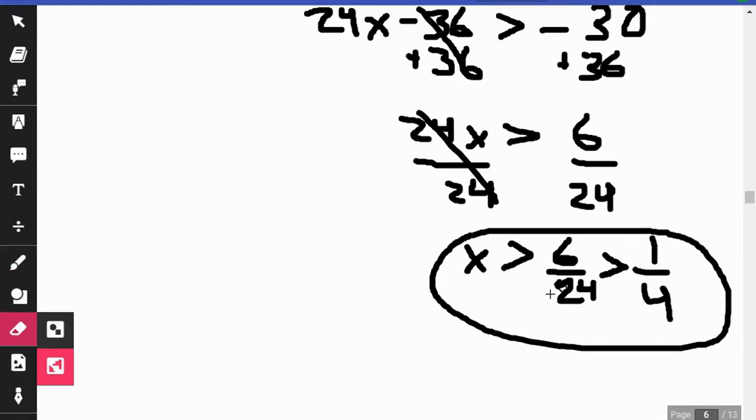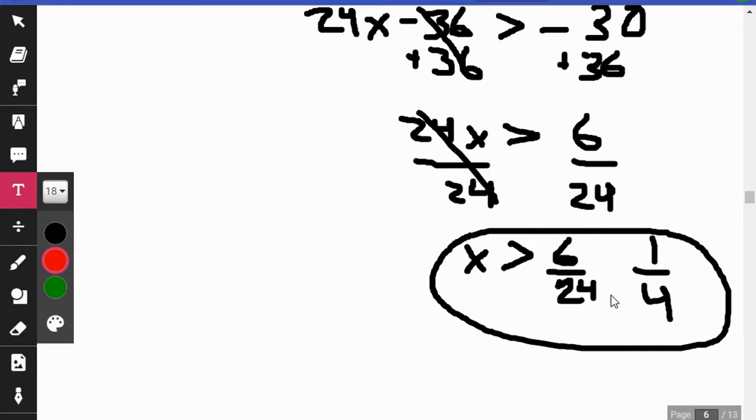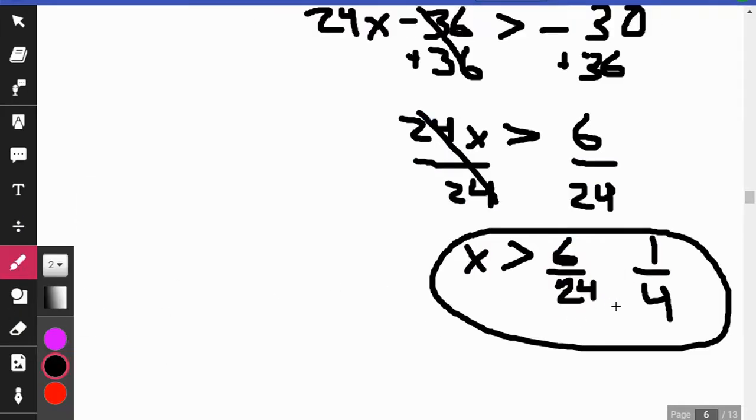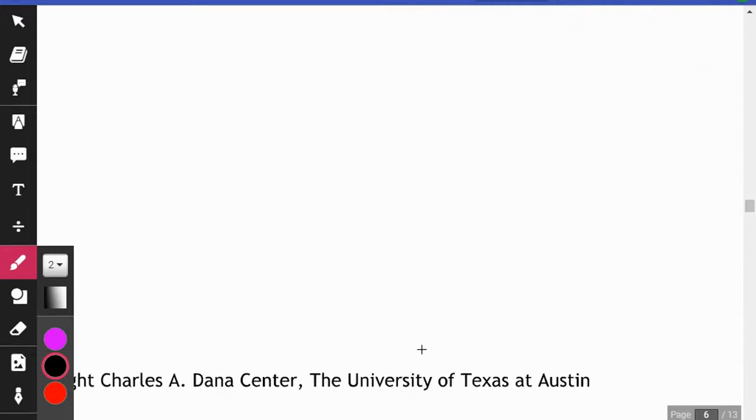One thing is technically I can't say this is greater than 1/4. I can do a comma here, I suppose. Or you do equals, because this equals that, not greater than that. These are the same number. It's a simplified fraction, right? So I could go like this. Okay.